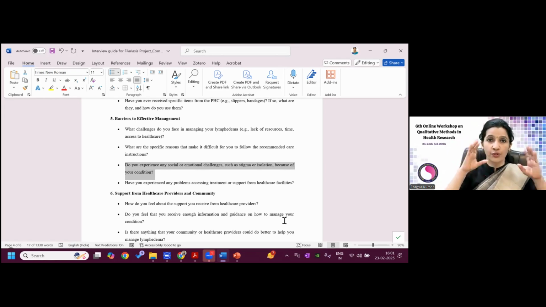So just imagine that you have to do the coding, and if that much paragraph is not there, the transcript is not rich, you will have nothing to analyze. So that's the way the interview guide should be. This is only the rough version.